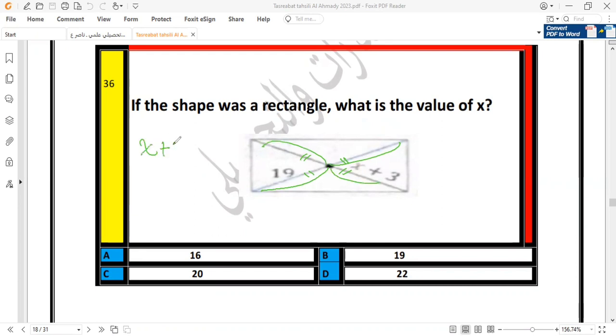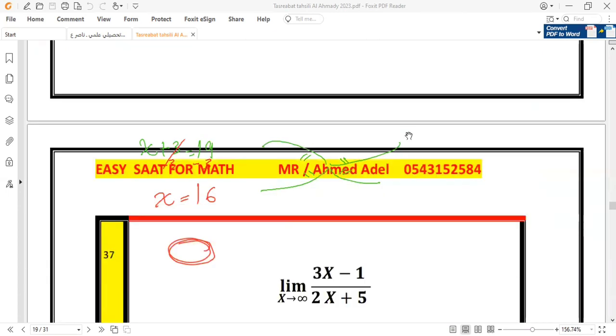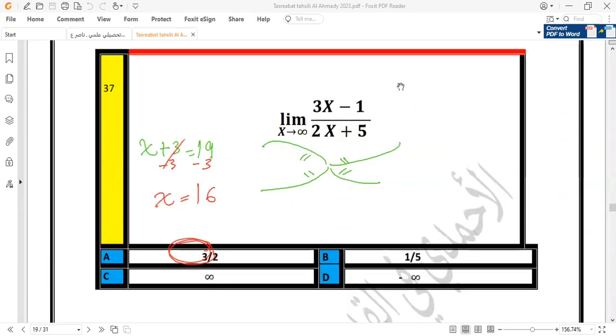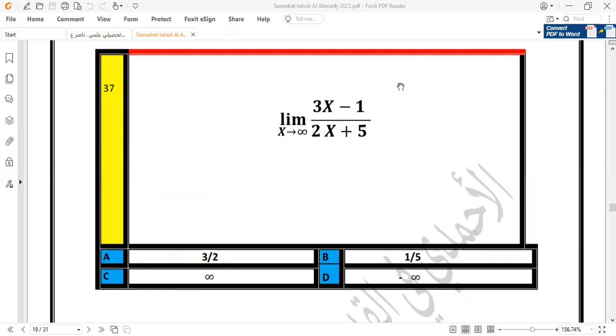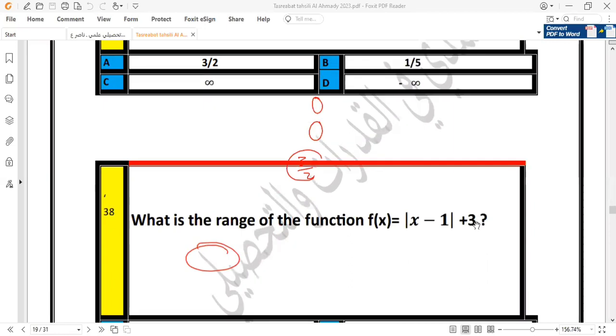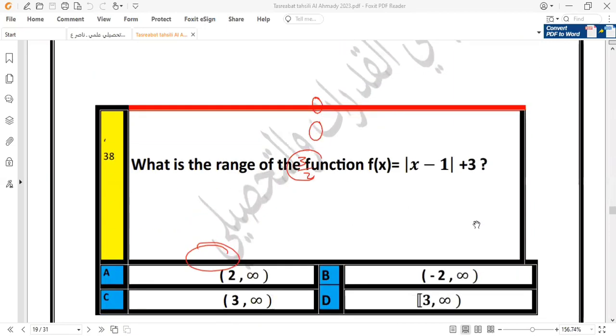So x plus 3 equals 19. Subtract 3 from both sides. So x equals 16. Okay, so x equals 16. Those diagonals are congruent and bisect each other. Number 37, it's a limit also. They have the same degree, numerator and denominator the same degree. So we have to divide the leading coefficients, 3x, 2x. So it's going to be 3 over 2. They have the same degree, and x approaches infinity.